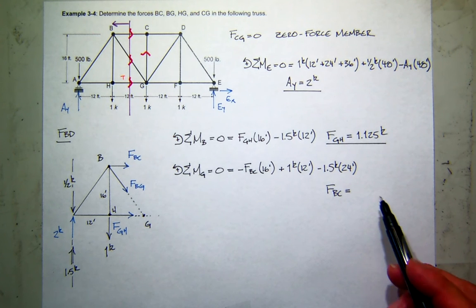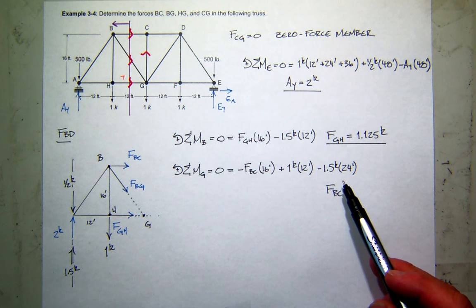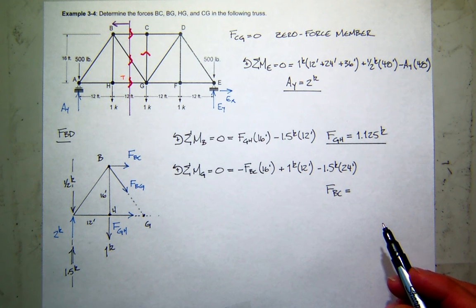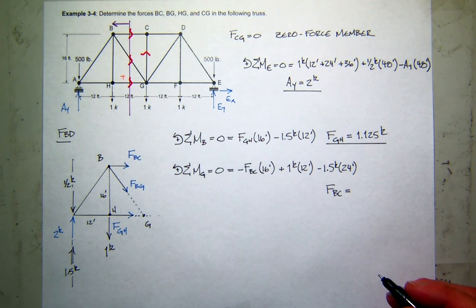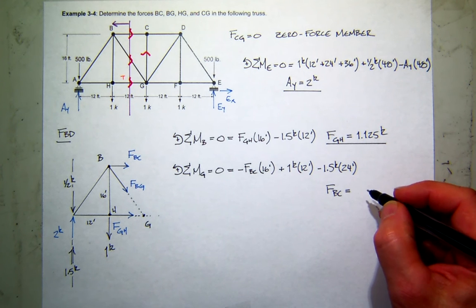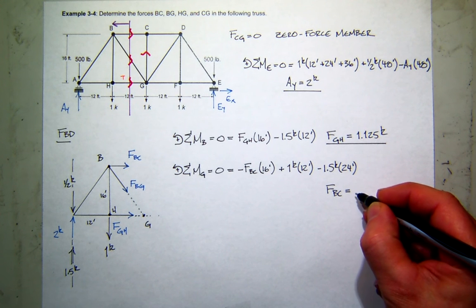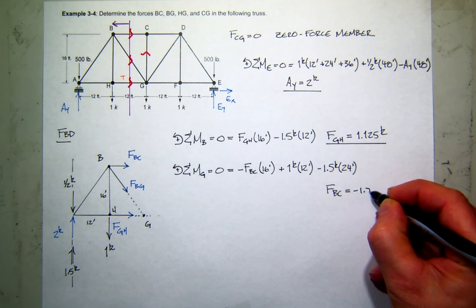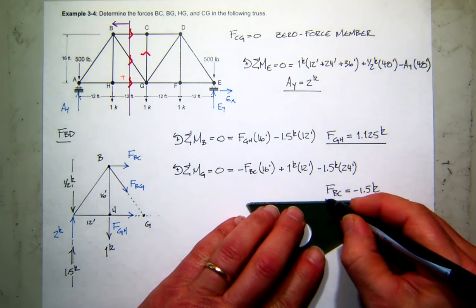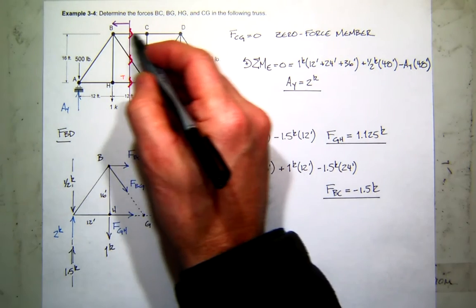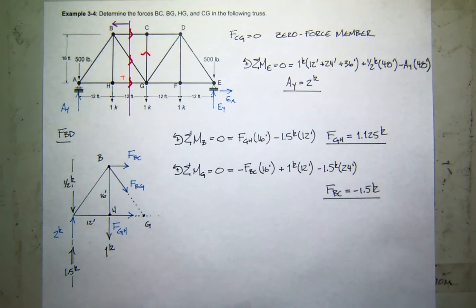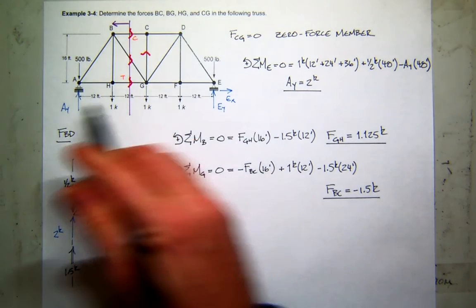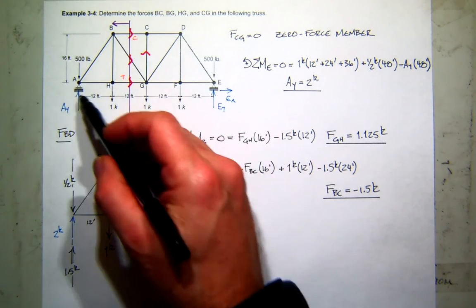I don't know what that's going to be. 36, 24. What's 24 divided by 16? 1.5. So that comes out to be negative 1.5. So BC is negative, meaning compression. BC being in compression, we talked about that previously. That makes sense. In this kind of gravity loading, the bottom stretches, goes into tension, and the top compresses.